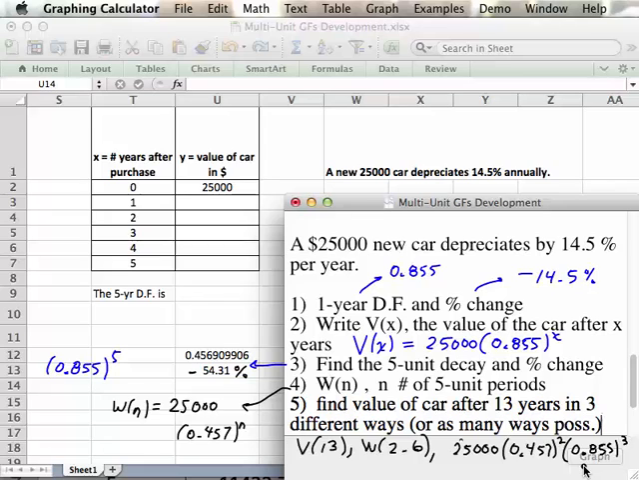So another way, Eric. How about 25,000 multiplied by 0.457 to the power of 13 divided by 5? Okay, that's getting a little, yeah, that works. We're getting to that later. You're an overachiever. Good job. All right, anybody else? Is there another way we could do this? Yeah, there's one more way.